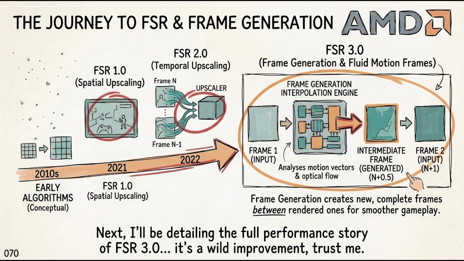FSR 3.0 then added frame generation to match DLSS 3. Same concept. AI-generated intermediate frames for smoother gameplay.